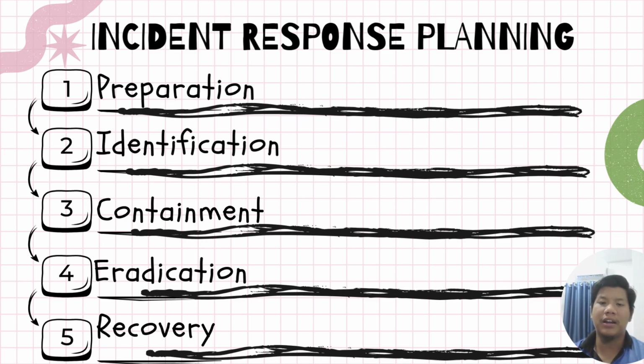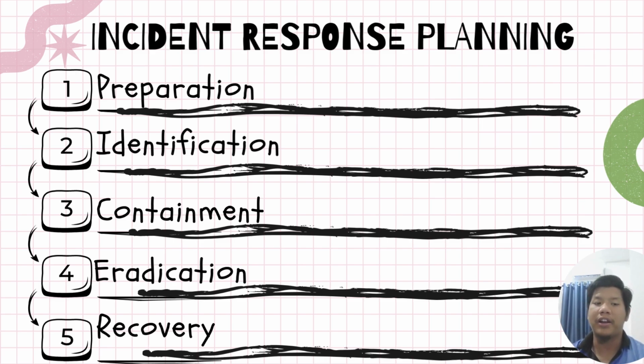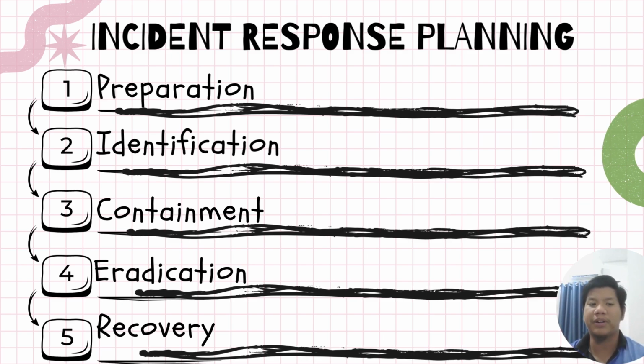After they identify the problem, they do containment, which is short-term containment and long-term containment. For short-term containment, immediately isolate the affected system or network to prevent further damage. And for long-term containment, they implement stricter access control, discontinue shared passwords, and review system configuration.